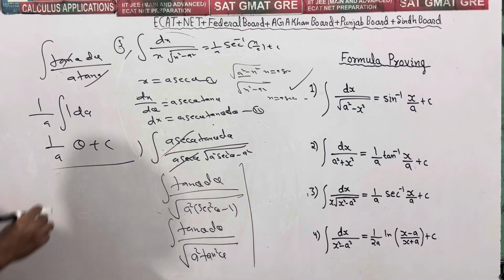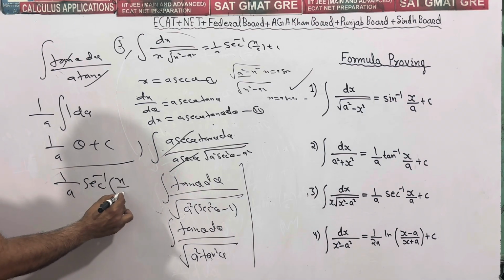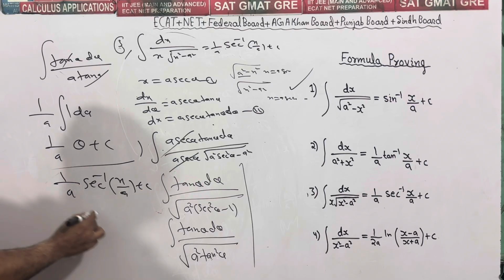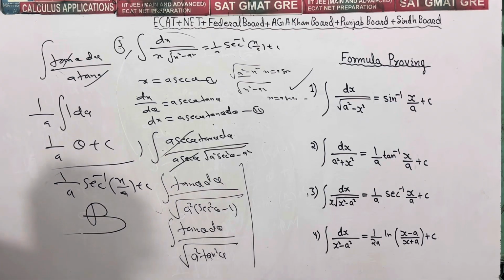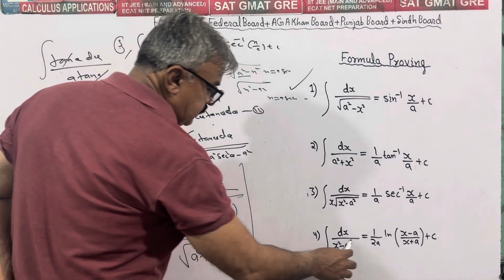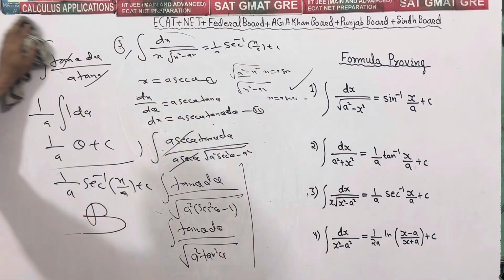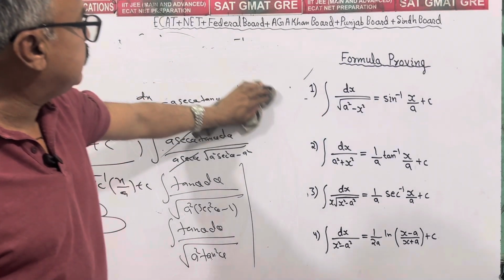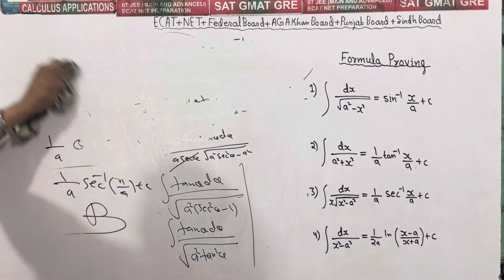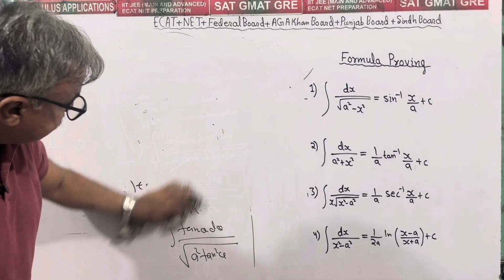In the same way, it is given by 1 over a sec inverse of x over a plus c. That is the result in that case. Look at this one. If there is a root present, it is a case of sec. If there is no root, and the middle symbol is negative, it is a case of partial fraction, when it has linear and different factors. Let's see how to handle this.